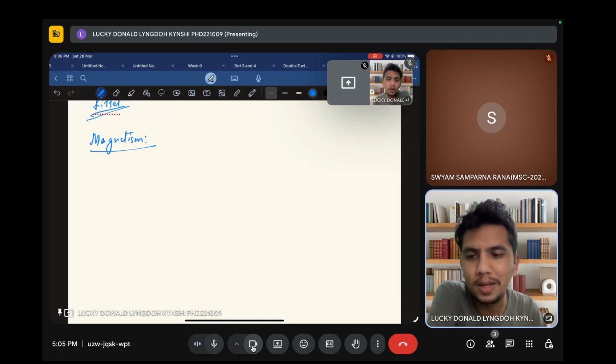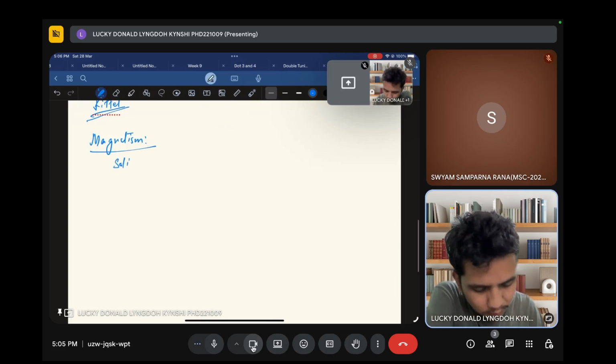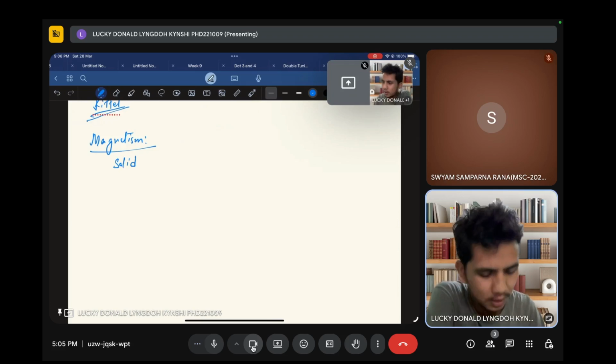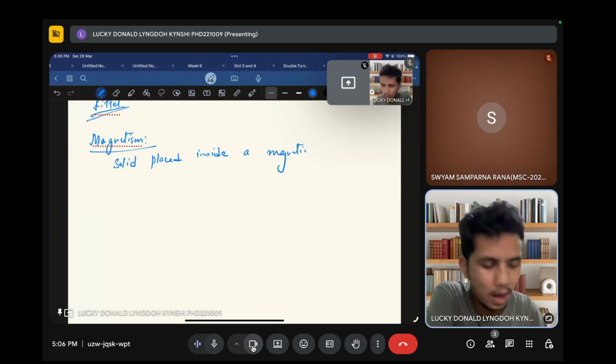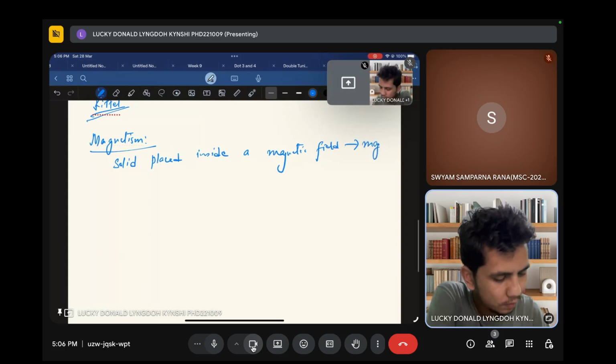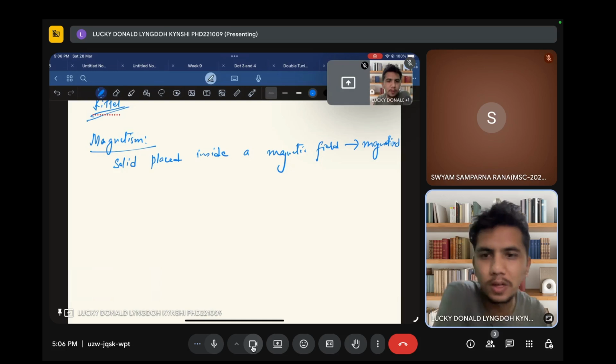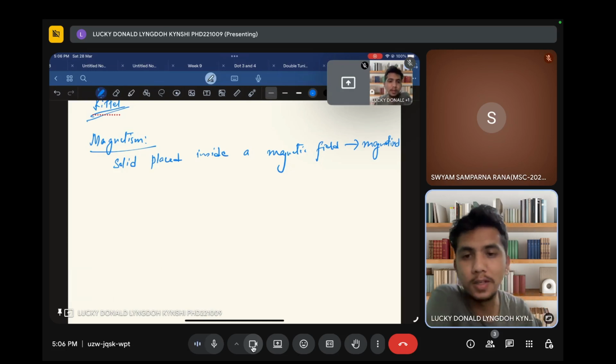So when you talk about magnetism, what does it mean? Suppose you place any solid inside a magnetic field, what will happen? It gets magnetized. This is simple. So if you place a solid inside a magnetic field, it will get magnetized. There are different types of magnetism.